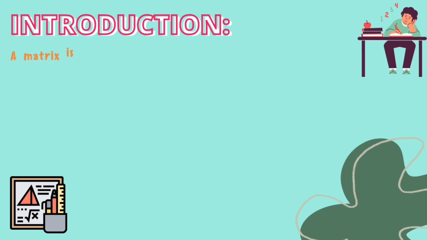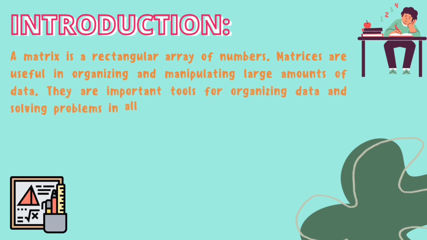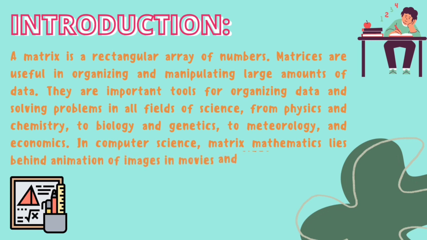For introductions, a matrix is a rectangular array of numbers. Matrices are useful in organizing and manipulating large amounts of data. They are important tools for organizing data and solving problems in all fields of science, from physics and chemistry to biology and genetics to meteorology and economics. In computer science, mathematics lies behind the animation of images in movies and video games.